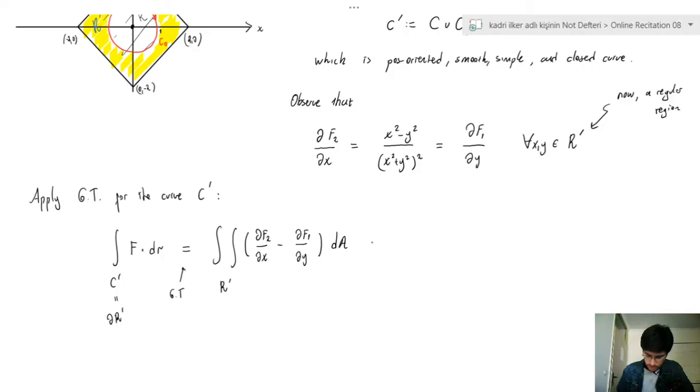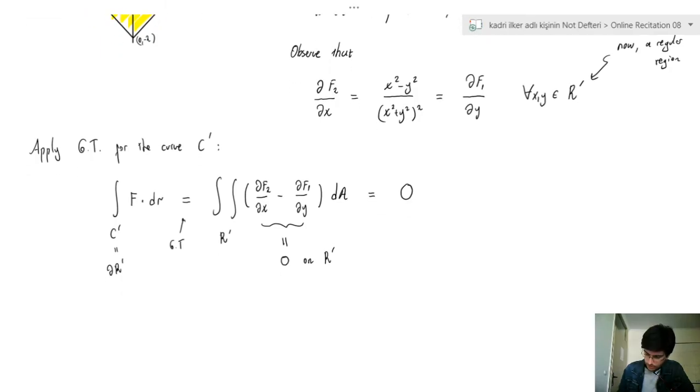In general we will use the P and Q convention, but it is clear what we are doing here. Because of the observation above, these are exactly the same thing, so this is just 0 on R prime. Be careful, always R prime, the new region. Otherwise it's not true, because on R we cannot use Green's theorem, but on R prime Green's theorem is available. Therefore, this is 0.